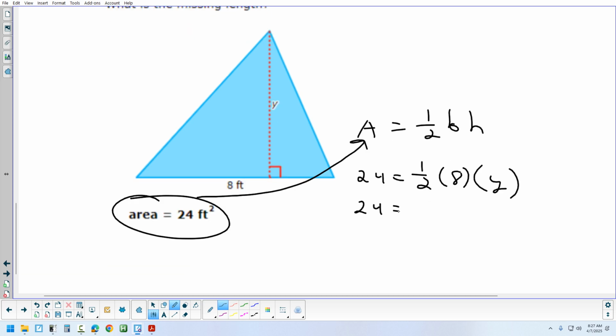What's 1/2 of 8 if we multiply those together? 4. And if you have 4 times y, how do you get rid of timesing by 4? Yep, divide by 4. So it's a little different. We're solving for y this time. And what's 24 divided by 4? 6. Yep. And that's 6. That's not an area. The area was 24. That's just 6 feet. That's the height of the triangle. 6 feet.